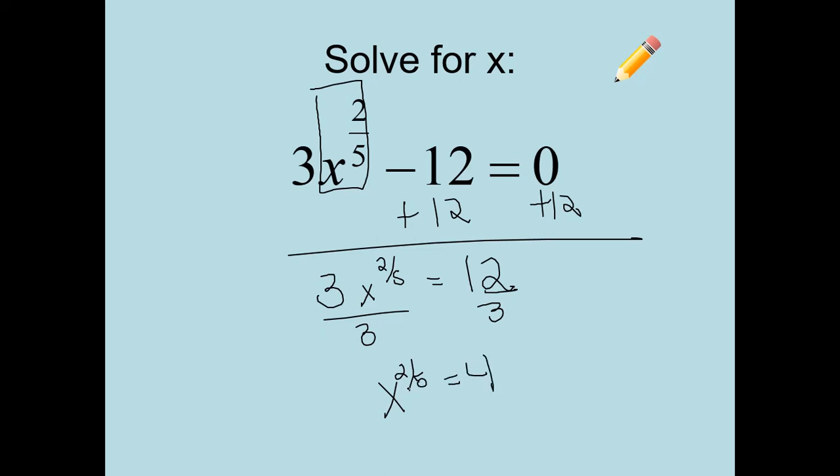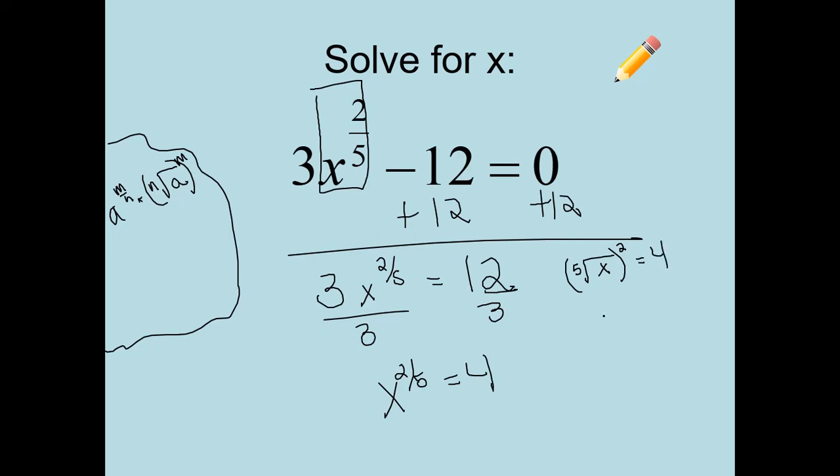So now, here's what I'm going to do. I'm going to convert this. Because remember, guys, little side note over here. So if I have a to the m over n, that is the nth root of a to the m power, right? We've been doing that quite a bit, this conversion. So technically, I can rewrite that as the 5th root of x squared equals 4.